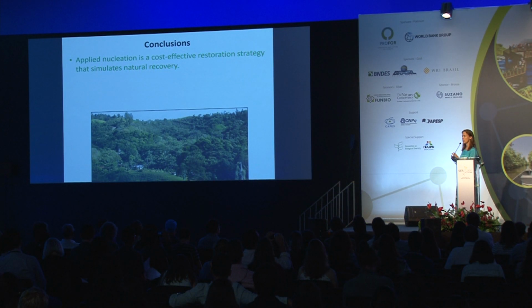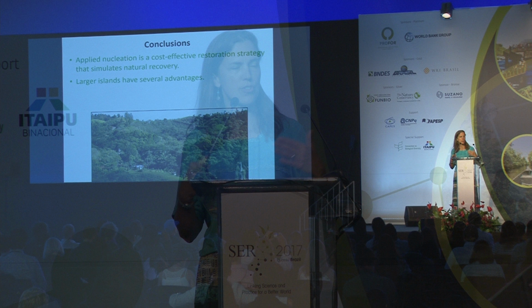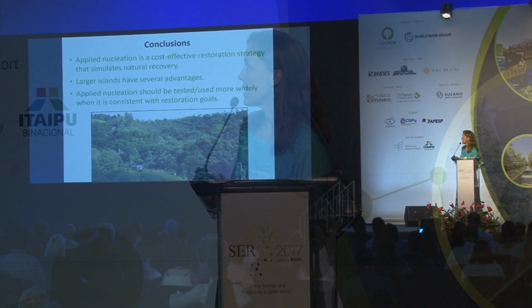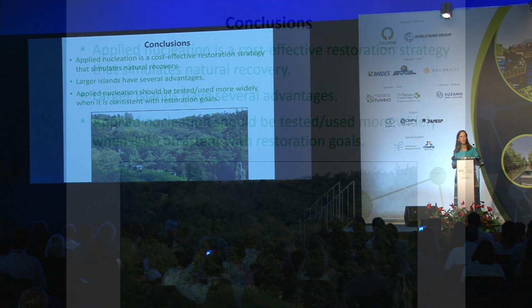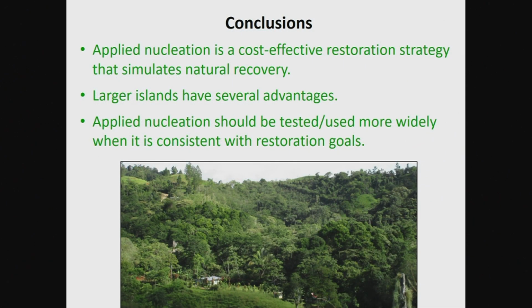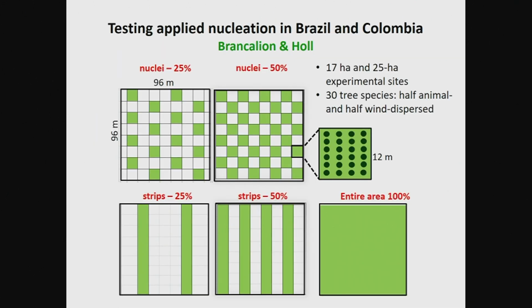And like I said, the costs are scaled to how much of the area you plant. We found that larger islands have several advantages. They're just easier to manage, they attract more birds and shade out grasses. But we really feel strongly that applied nucleation should be tested more widely when it's consistent with restoration goals. And it's exciting that there are more studies coming online. There's actually a couple later in the session that are talking about it. And we've actually started collaborating with some other people on studies.